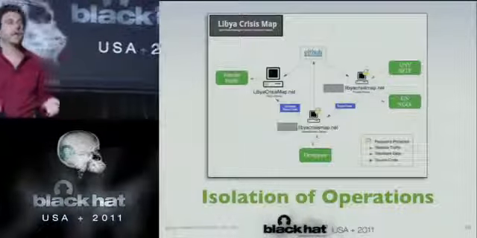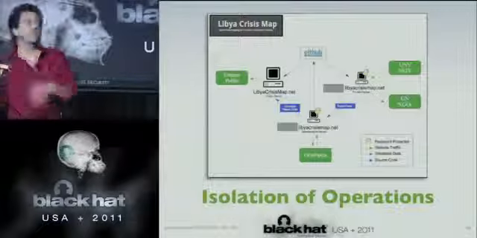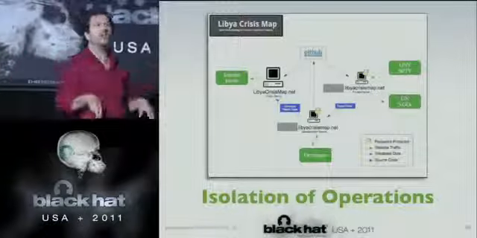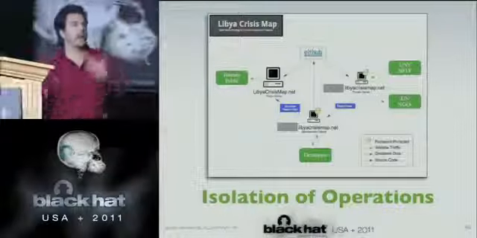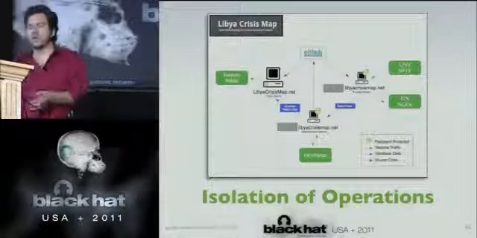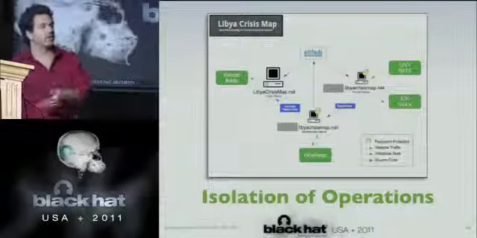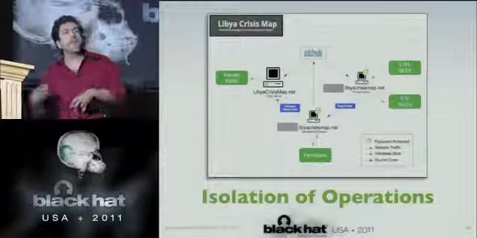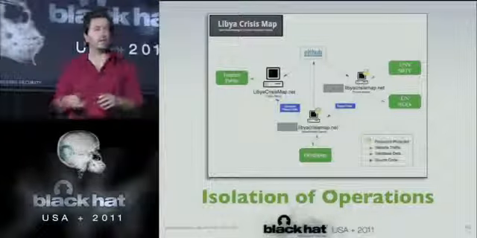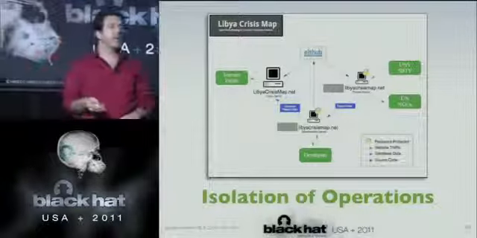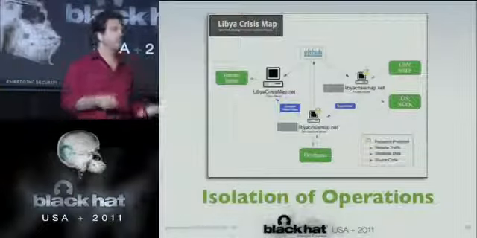So what we did to try to deal with that is, again, we had this concept of isolation of operations, but this time at the system level. So we split up the usage of the platform. So there was the private site where the NGOs and the people that knew about it could access it. That was still password protected. And then when we launched and announced, and it was on CNN, the LibyaCrisisMap.net deployment, that was a public site that had no useful information on it.